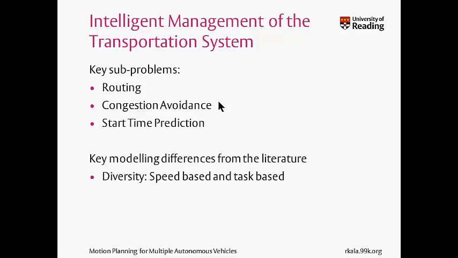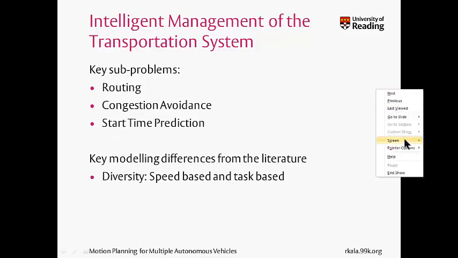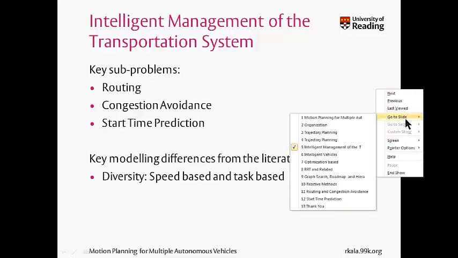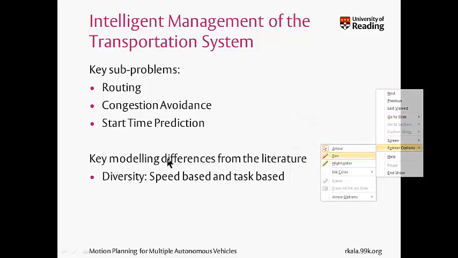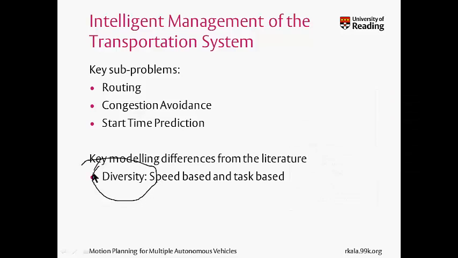Now, when it comes to the intelligent management of the transportation system at large, these are the three sub-problems that we would be dealing with. And there's a fundamental difference between what we do and what the literature does. Now, we take in this concept very seriously. That is diversity. And in fact, this is what made the unorganized traffic much better than the organized counterpart, that was diversity. Now, the approaches that we present for the intelligent management of the transportation system won't be valid for an unorganized traffic.